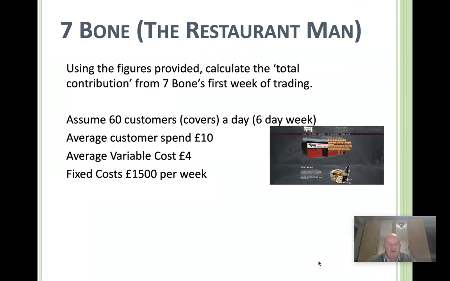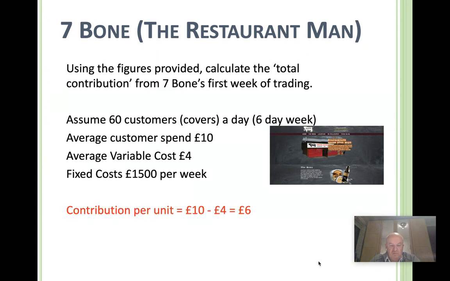Other examples that you can take a look at. Okay, so in this instance, I think on the very first slide there was a link to the Restaurant Man, which actually talks about 7-bone as a concept. So it's something you can go and take a look at if you choose to. But in this instance, again, we've been given all the information we need. We've got our average customer spend, we've got our variable costs, we've got our fixed costs, and we can also work out how many customers we're going to have in our first week of trading. So that gives you all the information. You should be able to then calculate the total contribution from 7-bone's first week of trading.